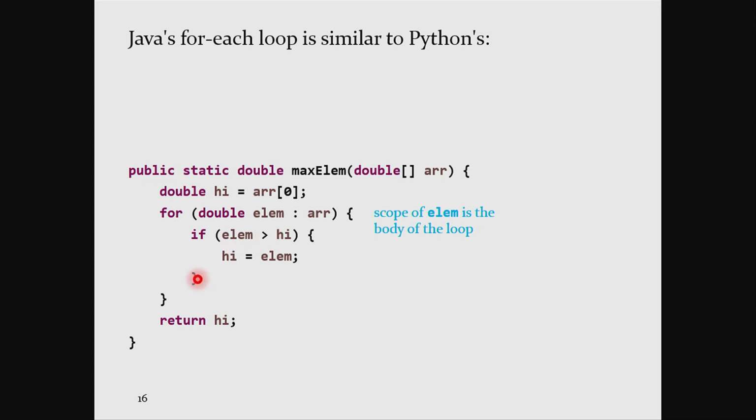If you want to be able to use elem after the loop, before the loop, you have to write something like double elem equals something, doesn't matter what. And then inside the loop, you would just write for elem colon ARR. And that lets you use elem after the loop. But if you write it like this, you're stuck with the scope of elem being just the body of the loop. Normally, that's the way you want to do it. It's unusual to want to use a loop variable after a loop is finished.